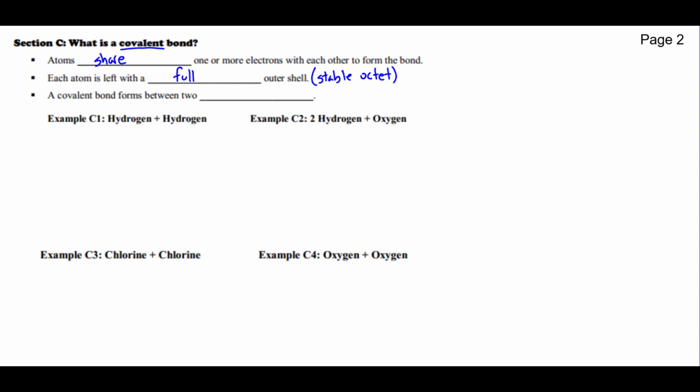And last, a covalent bond forms between 2 blanks. And that's the type of atom we're talking about. And that's always 2 nonmetals. All right, so we have some examples.